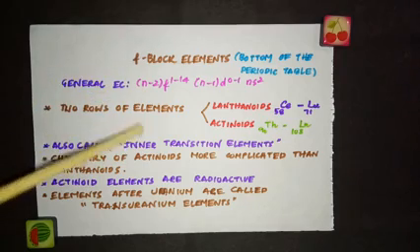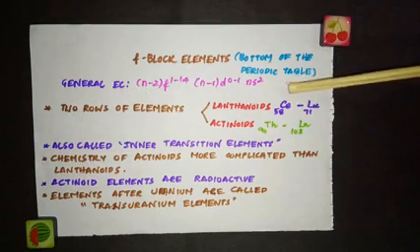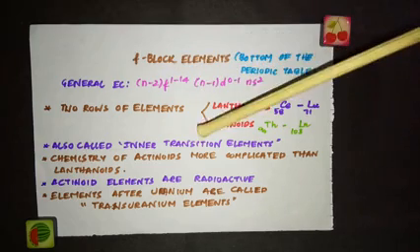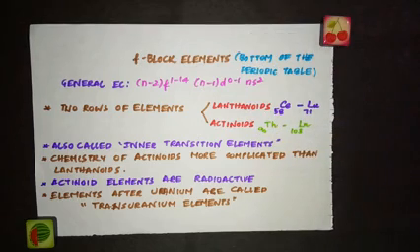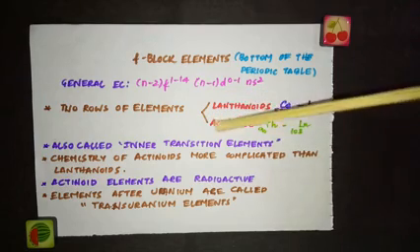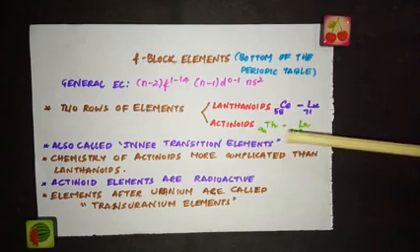There are two rows of elements which are named lanthanoids and actinoids. The lanthanoids are the elements from cerium with atomic number 58 to lutetium with atomic number 71. This series of elements is called lanthanoids, and actinoids start from thorium with atomic number 90 to lawrencium, Lr, atomic number 103. Sorry, I said lanthanum by mistake. This series is called actinoids, from thorium to lawrencium.